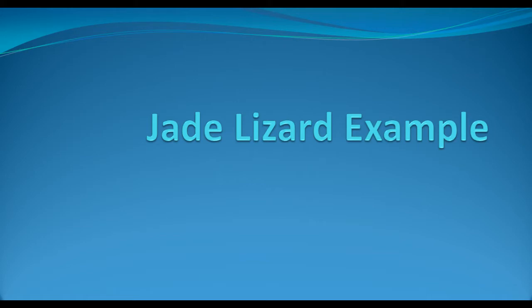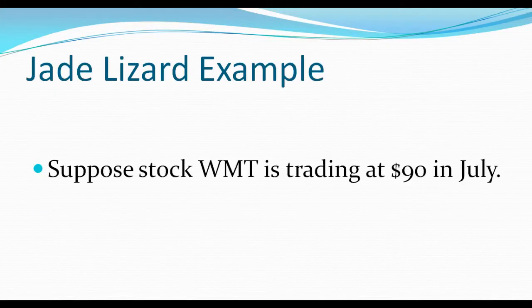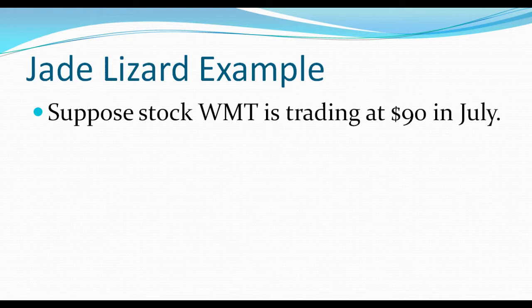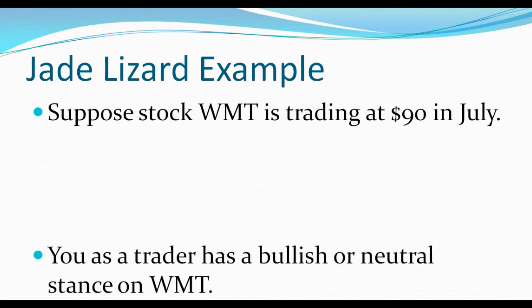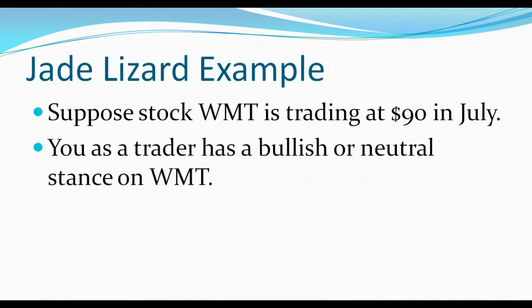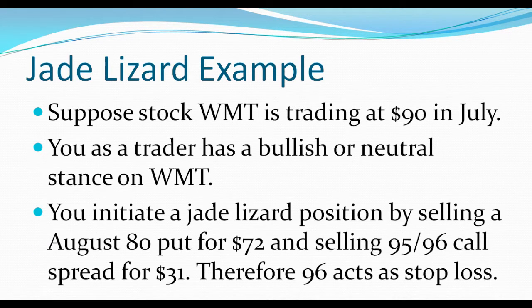Jade Lizard example. Now suppose stock WMT is trading at $90 in July. You, as a trader, have a bullish or neutral stance on WMT. So you initiate a Jade Lizard position by selling an August 80 put for $72 and selling a 95 and 96 call spread for $31.